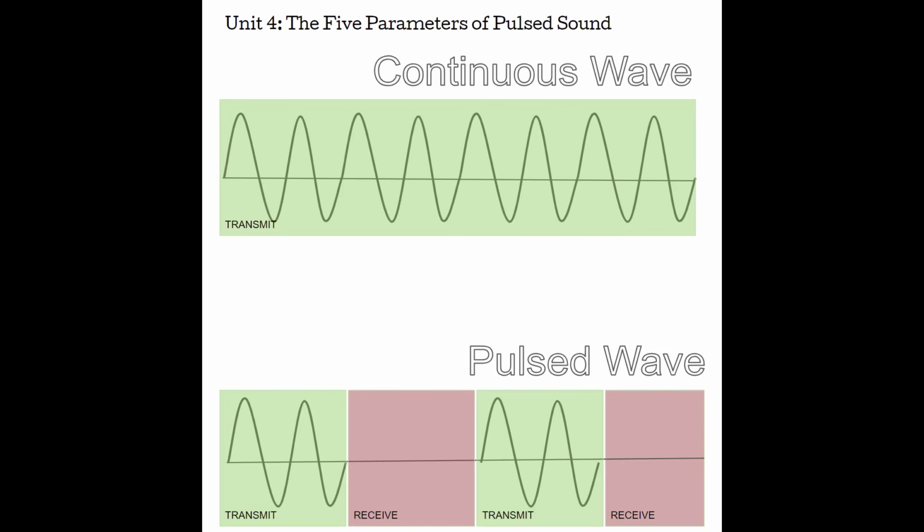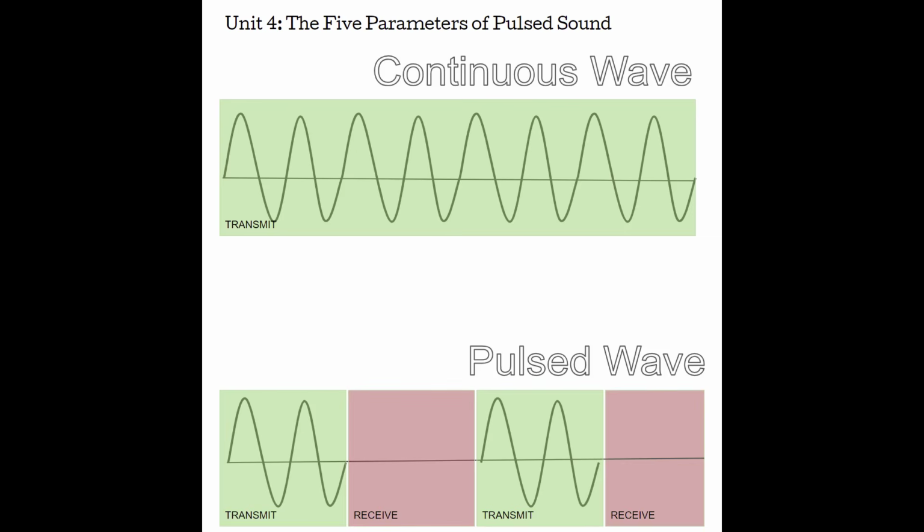So in this image here, we have a continuous wave on top. You can see that it is just one ongoing wave. That is how most sound waves occur. But then we also have pulse wave, which is on the bottom. And you can see that there is a transmit time where the wave is present, and then there's an off time where you don't see a wave occurring. In this unit, we are going to cover a little bit more about what pulse waves are and what the on and the off time, all of that means.